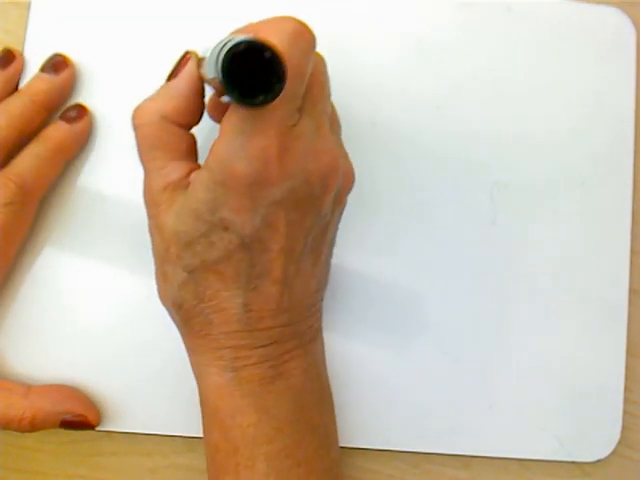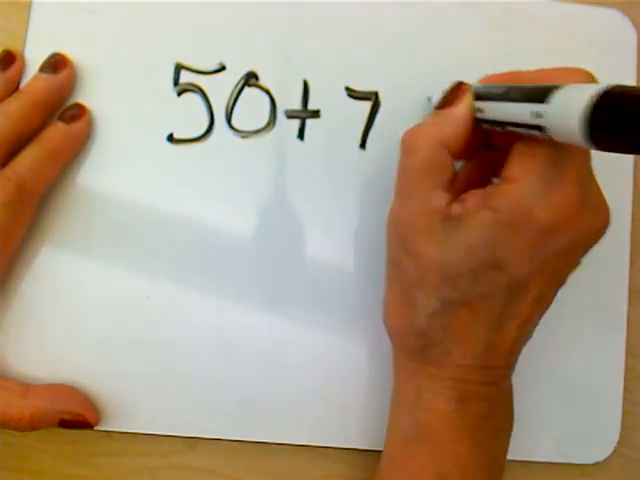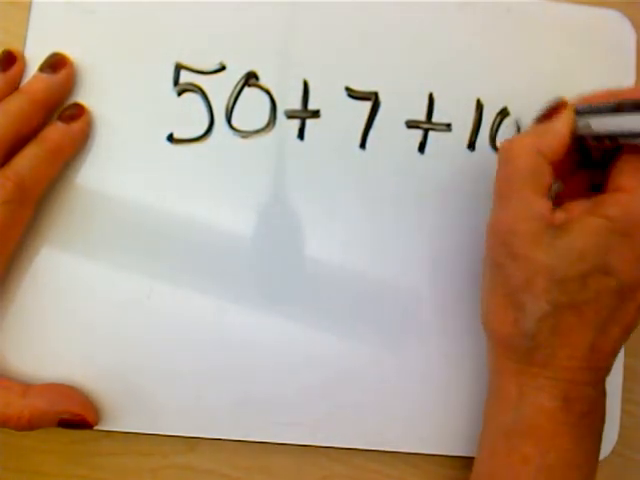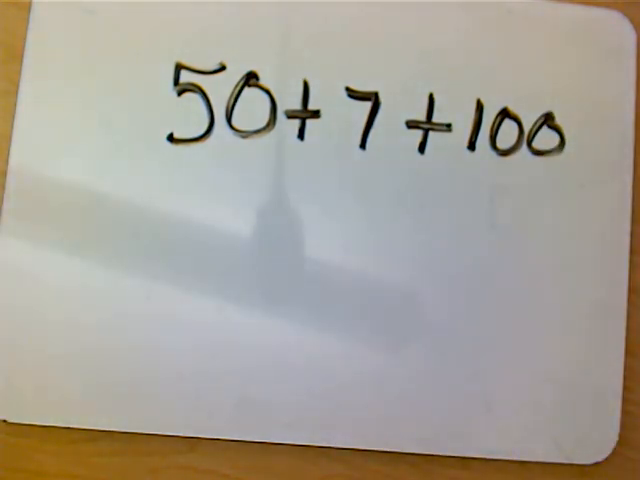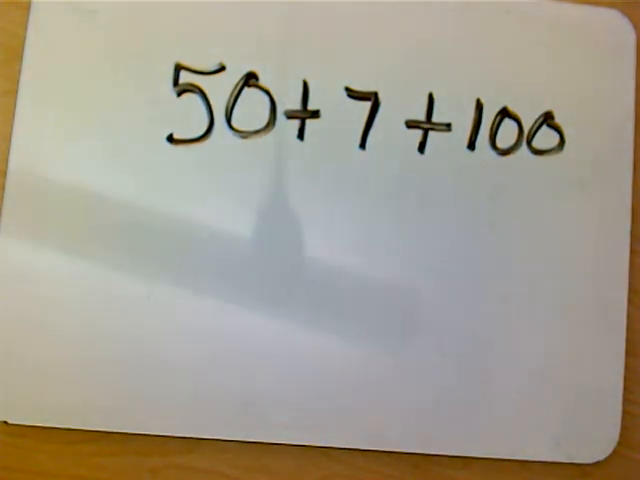Okay, so what if I said 50 plus 7 plus 100. What is the standard number that would be? Okay, so I have written the expanded form of the next number, and I need you to write the standard form. 50 plus 7 plus 100. Pause the video and get it done.